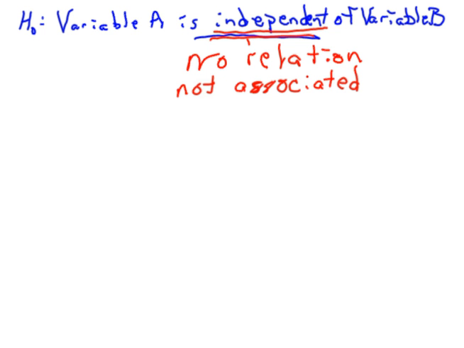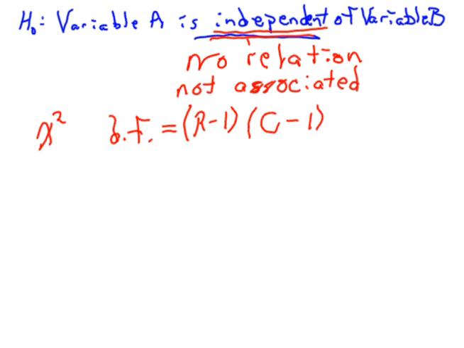Your degrees of freedom, it's again a chi-square with degrees of freedom equal to r minus 1 times c minus 1, where here r is the number of rows and c is the number of columns.